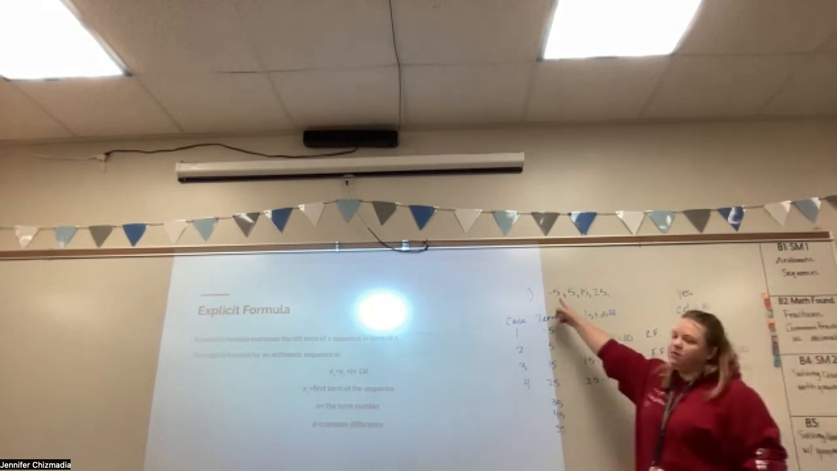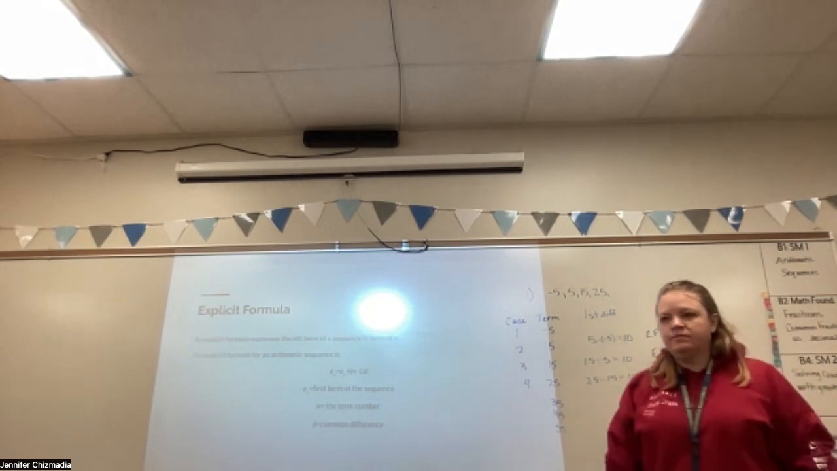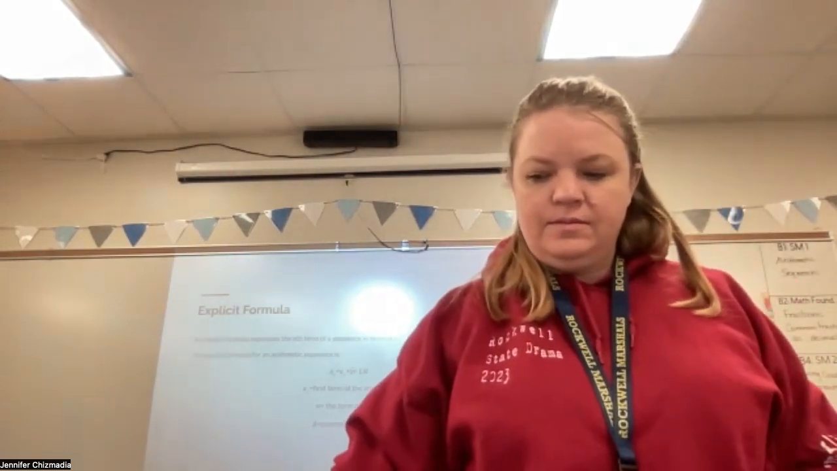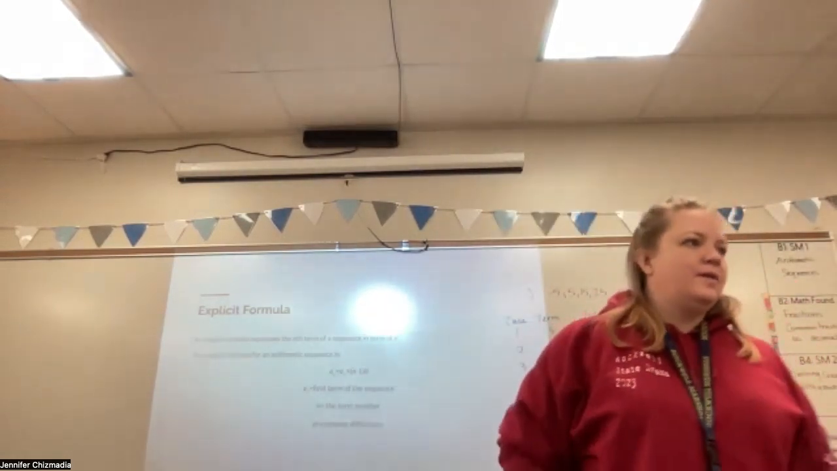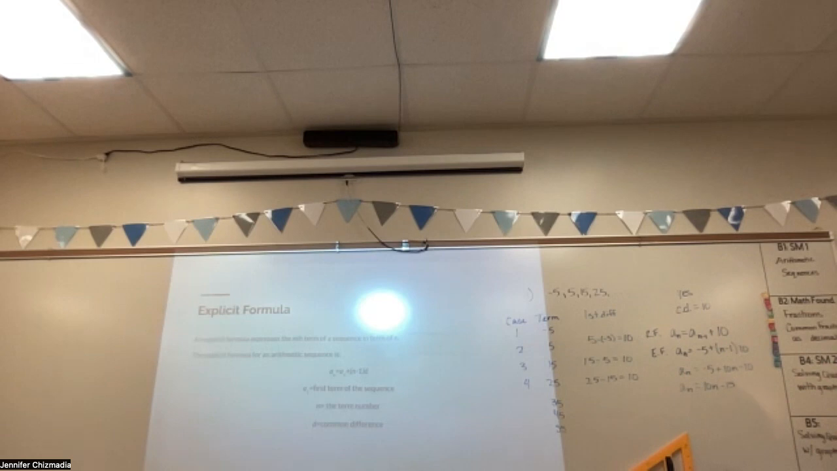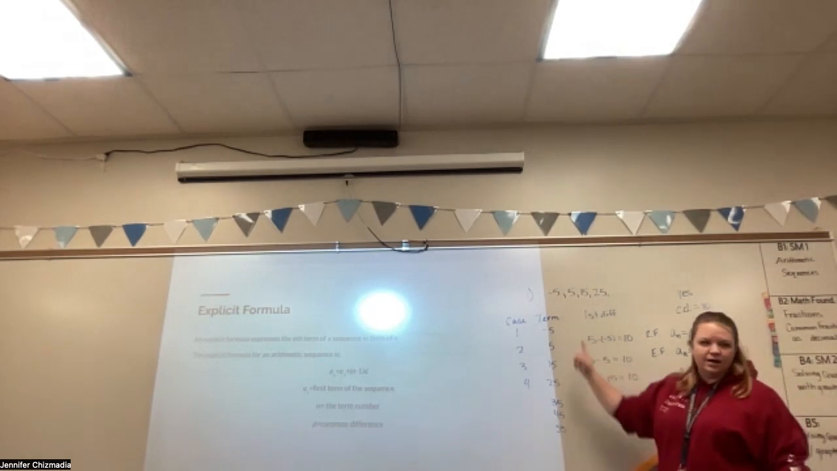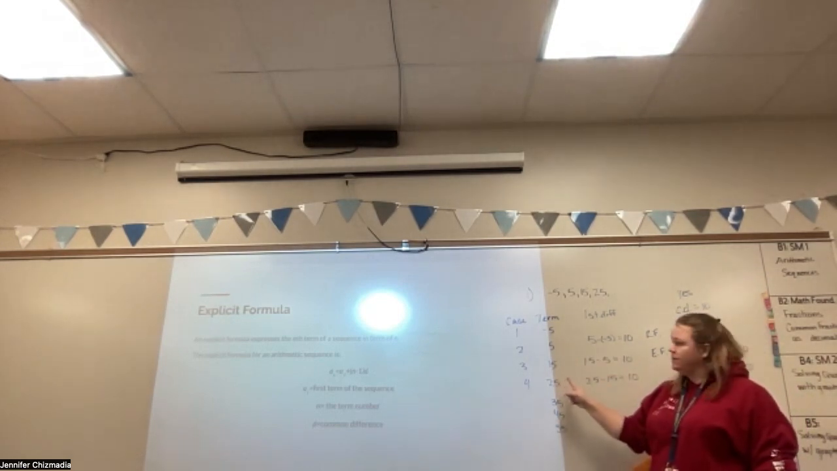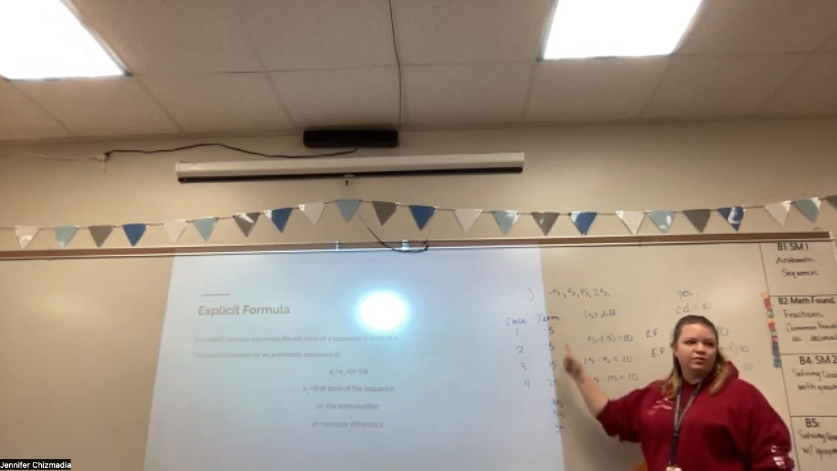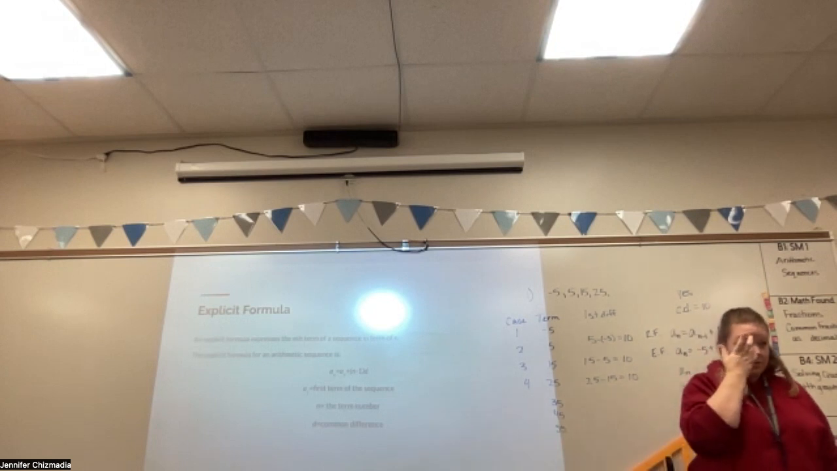The first term is always gonna be a sub one. Put it into a table. Find the first difference. Literally subtraction. 5 minus a negative 5. 15 minus 5. 25 minus 15. You're just subtracting the one before. That's it. Don't overcomplicate it.